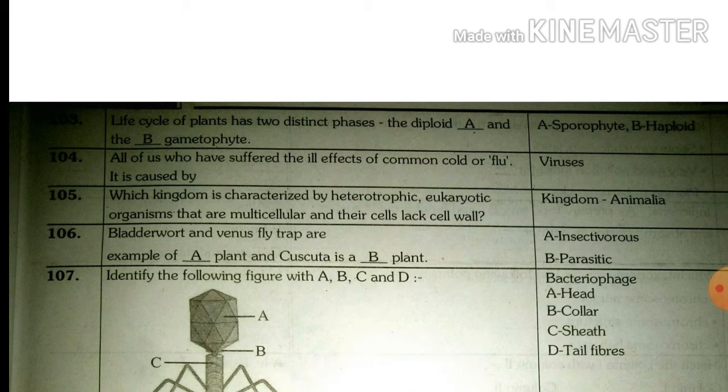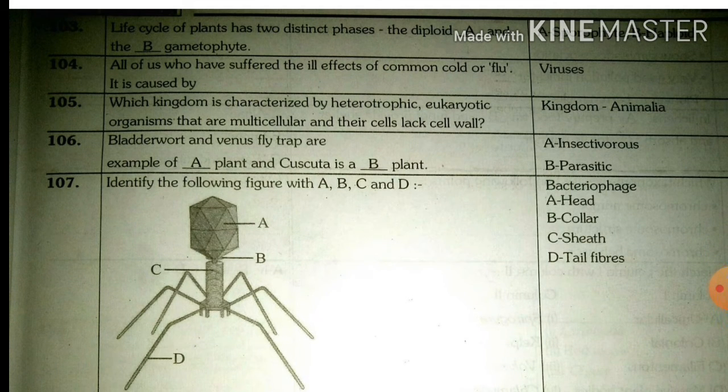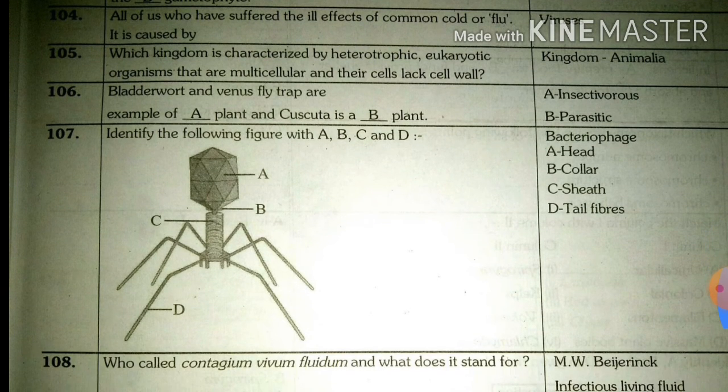All of us who have suffered the ill effects of common cold or flu, it is caused by a virus. Next, which kingdom is characterized by heterotrophic eukaryotic organisms that are multicellular and lack a cell wall? Kingdom Animalia. Important: bladderwort and Venus flytrap are examples of insectivorous plants, and Cuscuta is a parasitic plant.